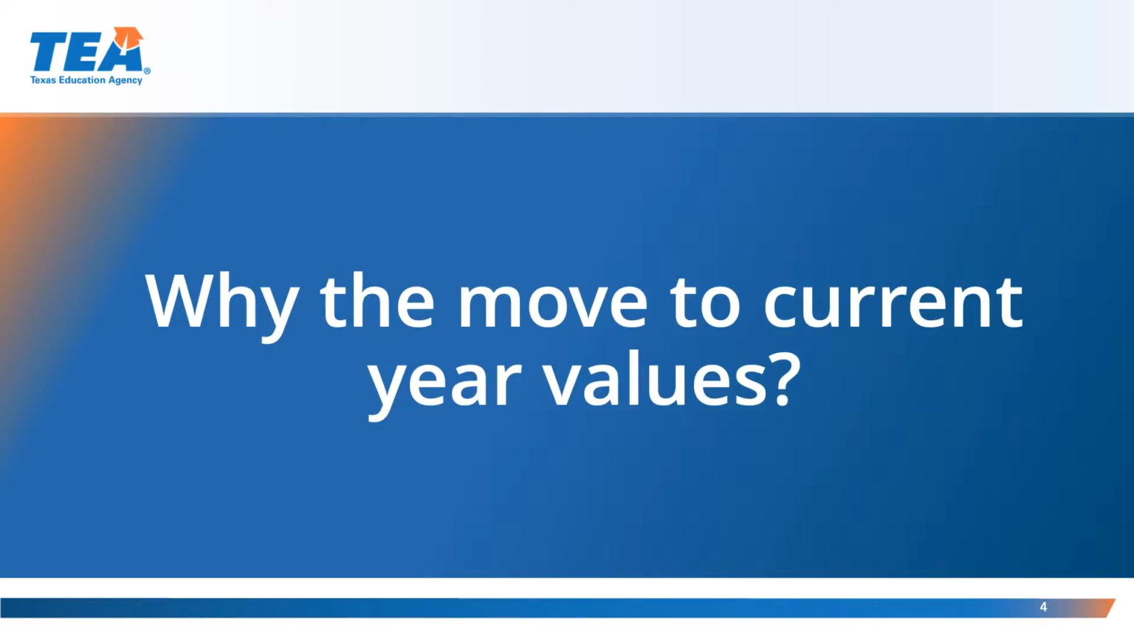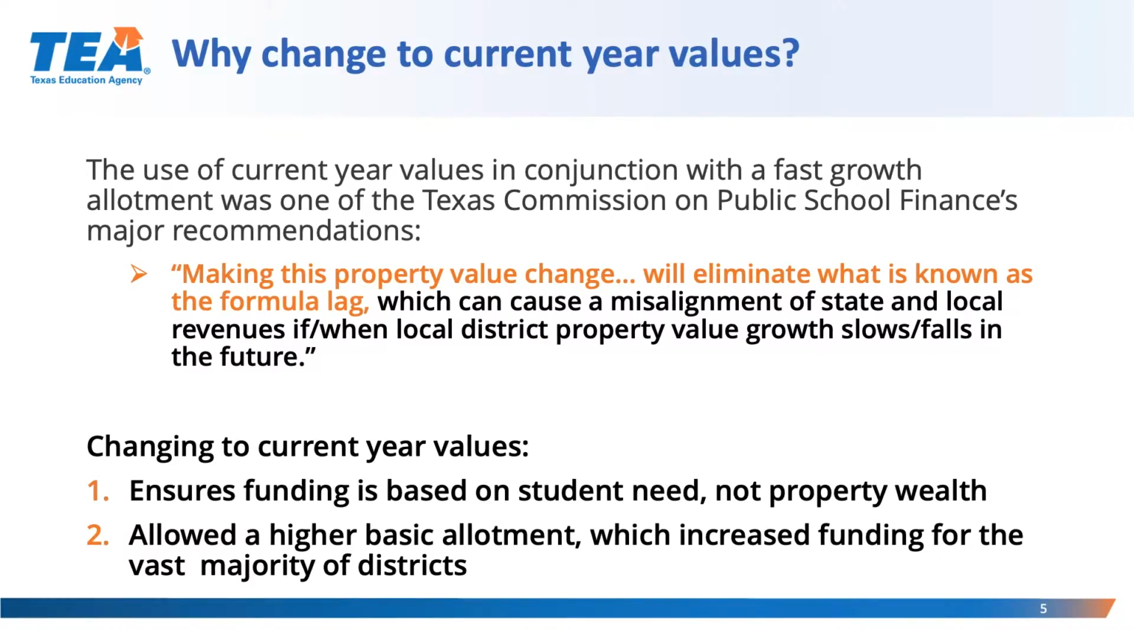So why the move to current year values? The move to current year values was recommended as part of the Texas Commission on Public School Finance. One of their major policy recommendations was to move to current year values and to eliminate the misalignment of state and local revenues that can happen when local district property value growth slows or falls. So changing to current year values makes sure that the funding a district receives will consistently be based on student need and the entitlement, not the rate of property value growth.